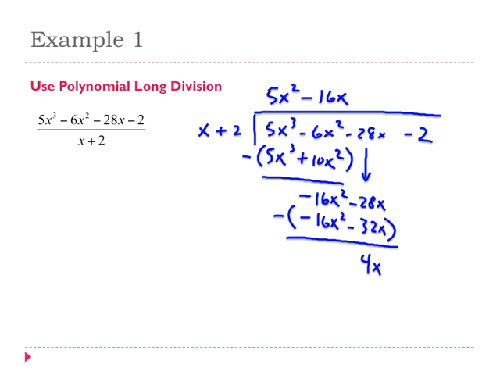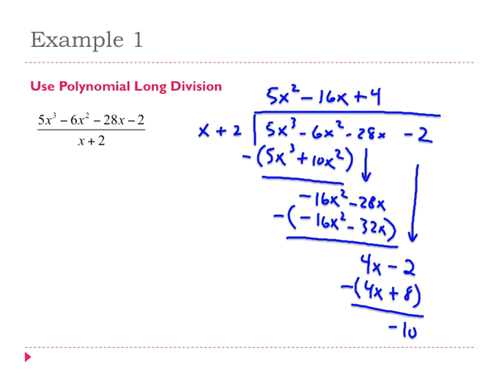One more term needs to be brought down here, which is the negative 2. We bring that straight down, and we do this once more. The product of x and what is 4x? The answer is 4. The product of 4 and x plus 2 is 4x plus 8, but remember, we subtract that entire binomial. 4x minus 4x is 0. Negative 2 minus 8 is negative 10. So we end up with a remainder of negative 10.